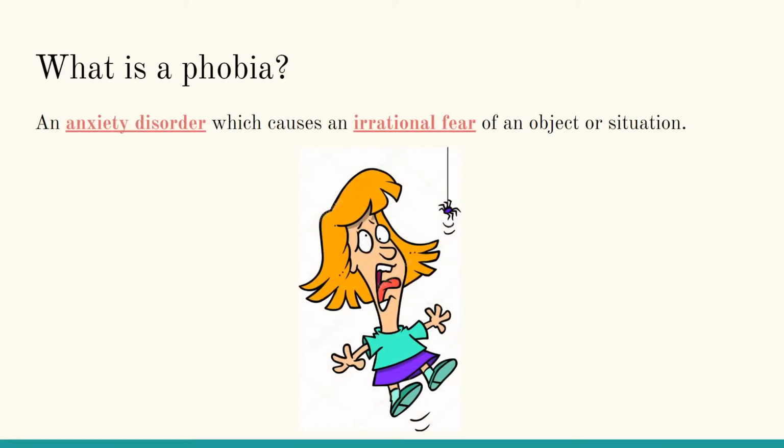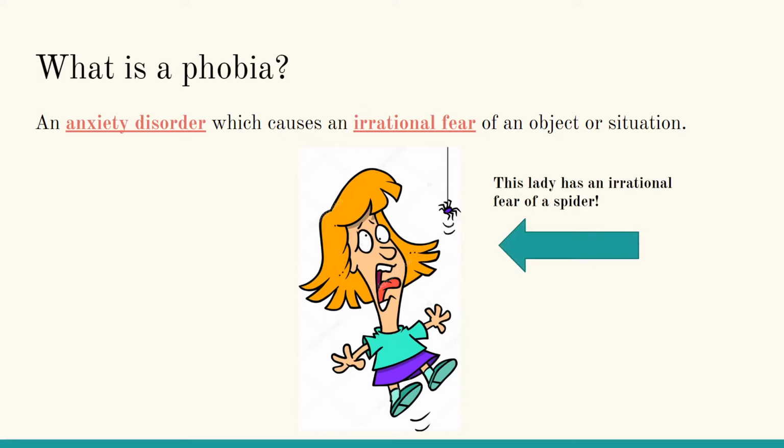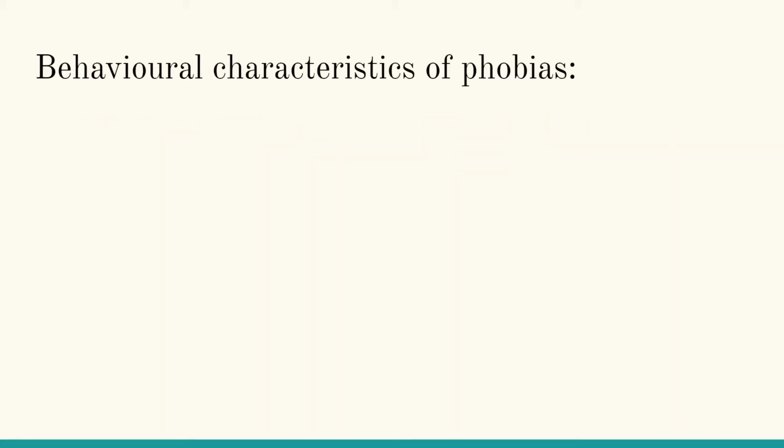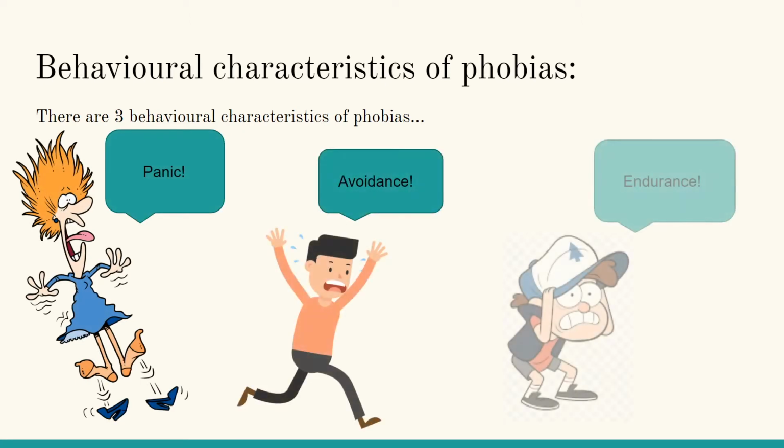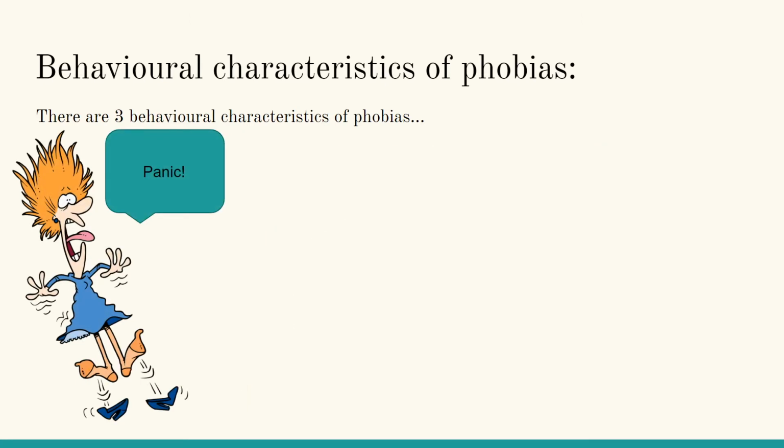The definition of a phobia is an anxiety disorder which causes an irrational fear of an object or a situation. As you can see with this lady here, she has an irrational fear of spiders, which is also commonly known as arachnophobia. For AQA psychology, there are 3 behavioural characteristics of phobias that you need to know. These are panic, avoidance, and endurance.